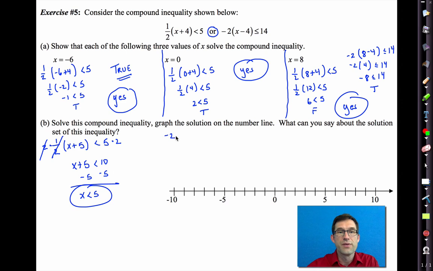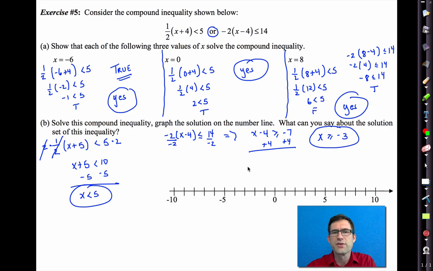Let me go with this one now. -2 times x minus 4 is less than or equal to 14. I'm going to divide both sides by -2 and watch out. Right? That flips the inequality. So now it's greater than or equal to -7. I'm going to add 4 to both sides, and that's going to give me x is greater than or equal to -3.